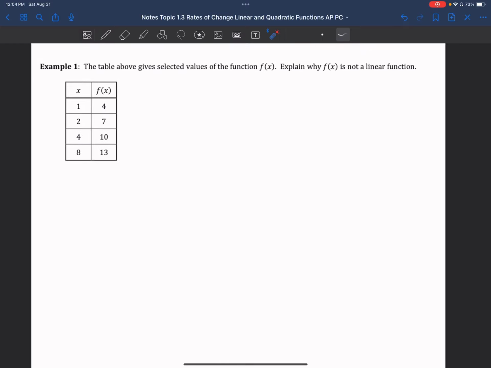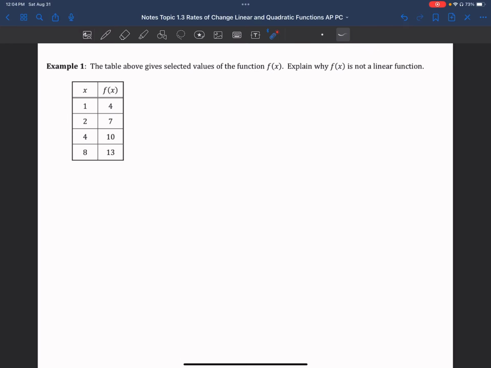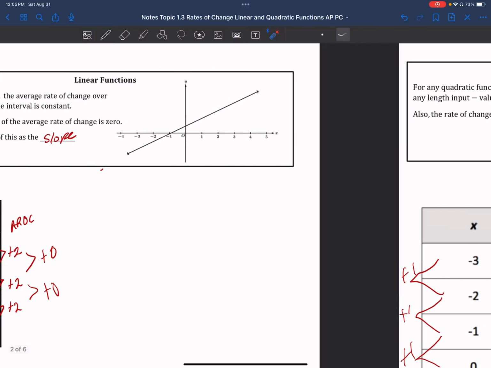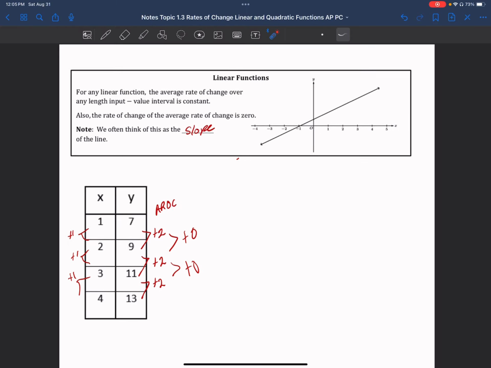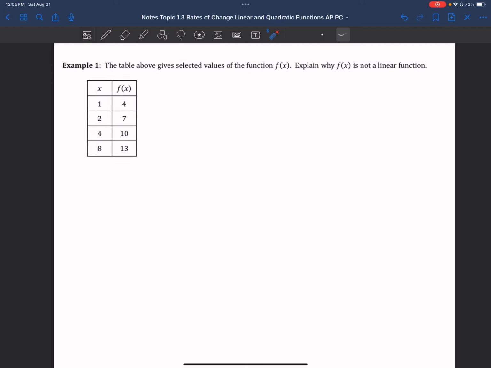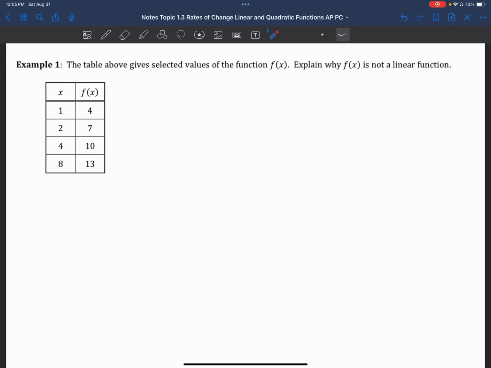This is the first example. It says the table above gives selected values for the function f of x. Explain why f of x is not a linear function. Some important information that they gave you: they already told you that f of x is not a linear function, but they want you to explain how we can use what we learned previously about linear functions to give your explanation why you know that the table does not match the descriptions that we talked about at the beginning.